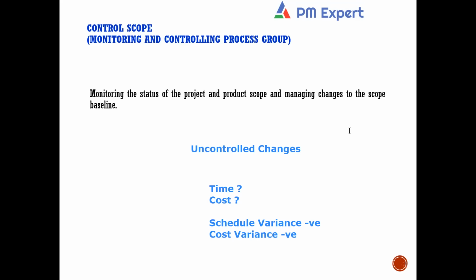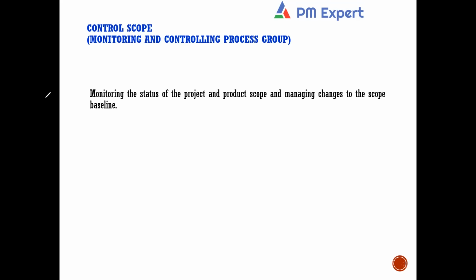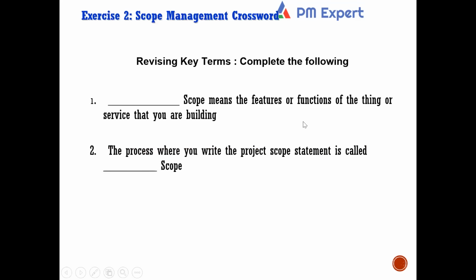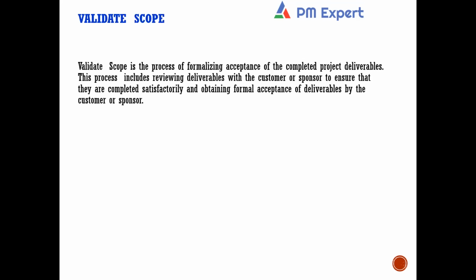Is that fine, guys? So this is about control scope. The primary purpose is to prevent scope creep or uncontrolled changes. Now, there is another important process that we are going to learn here, which is called validate scope. What is validate scope in PMI?